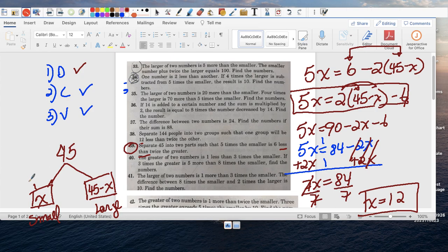Look over here. In the beginning of the question, literally what I said was I want 12 people out of the 45 to stand in that box. Which means over here, in the other box, I get 33 people.